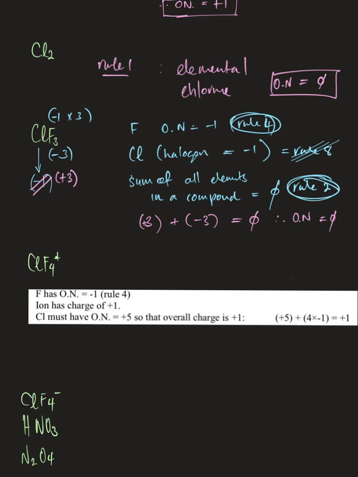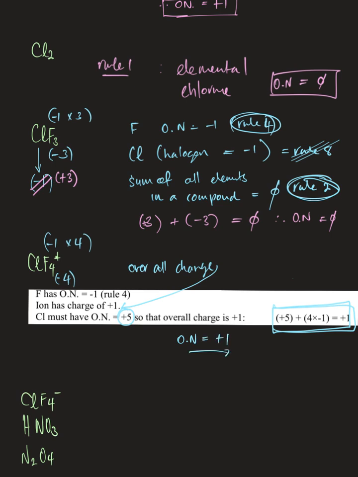Where fluorine is negative 1, which is great. Negative 1, there's 4 of them, so technically it's sitting at negative 4. I want my overall charge to be equal to positive 1. So the only way to even that out is my chlorine. My chlorine has to be positive 5. So I end up at positive 5 plus 4 times negative 1, and it gives me an oxidation number that is equal to positive 1.